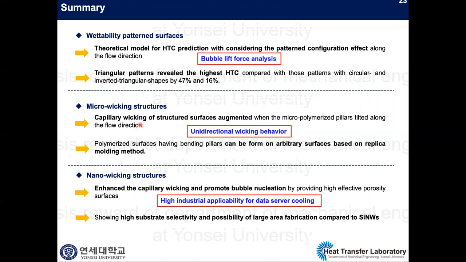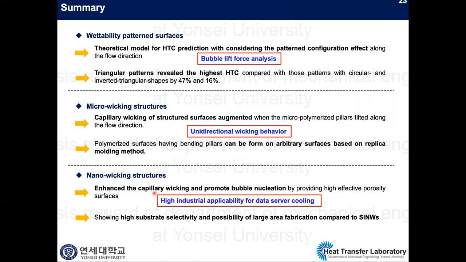Secondly, I used PDMS material to create tilted pillar arrays on silicon substrate based on the replica molding method. The overall heat transfer of the pillar substrates revealed a significant directional dependency of pillar tilt under flow boiling conditions.